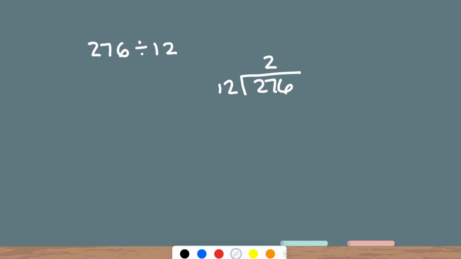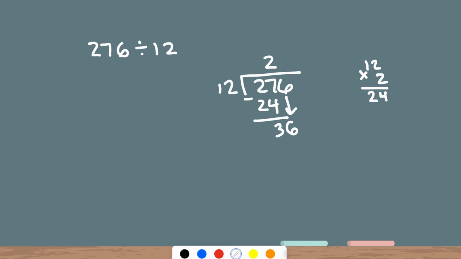Okay, so we're going to take 2 times 12. So what I'd like to do is just write it onto the side. 12 times 2. So 2 times 2 is 4. And then 2 times 1 is 2. So that's 24. We're going to put 24 right here, and we're going to subtract that from the 27. So 7 minus 4 is 3, and then 2 minus 2 is 0. So now the next step is going to be to drop this 6 down right here, and we're going to put the 6 here.